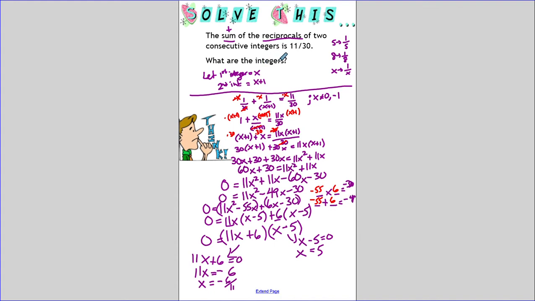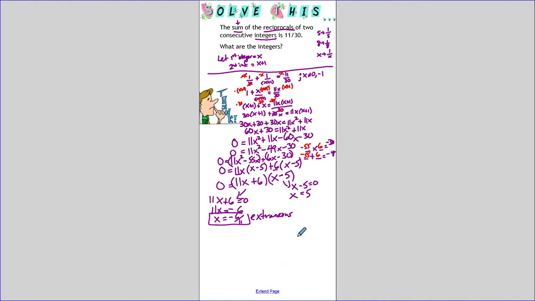Now the thing with this question is it said integers. So that means that this one is actually not an answer. It's called an extraneous root. It just means that it's extra in the problem. It doesn't fit the context of the question. It's a valid solution to the equation, but it doesn't fit the context of the word problem that it's giving us. So then after that, we need to go through and we need to check this.